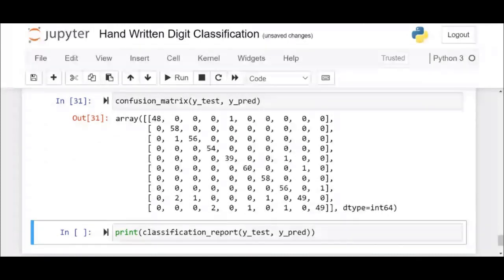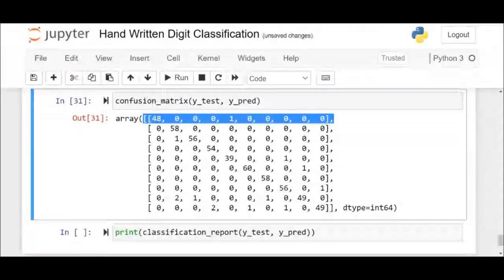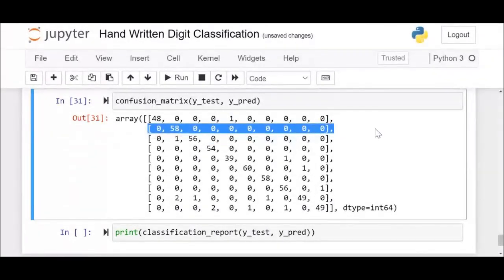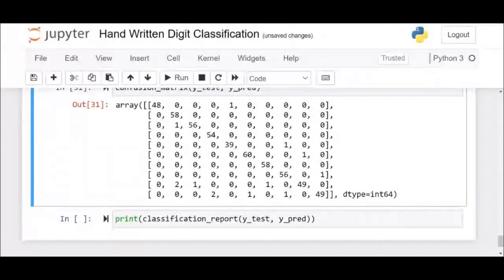What does it say? The first row is for 0. There are 49 zeros, and 48 are predicted correctly. Only one 0 has been predicted as 4. Similarly, all the 58 ones have been predicted correctly. The diagonal is giving you the correct predictions, and the off diagonals are giving you the wrong predictions. So this is all about the confusion matrix.